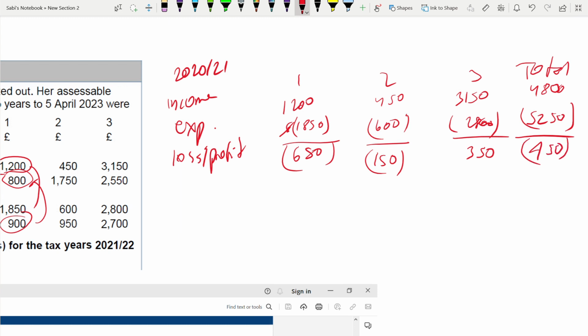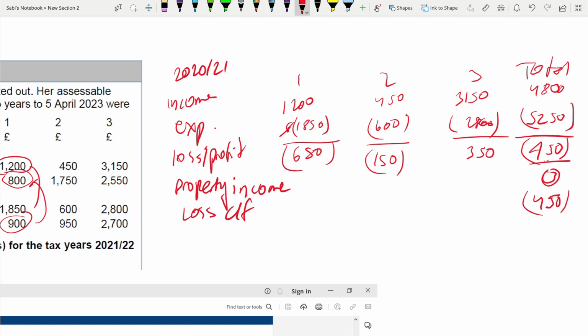If you add this horizontally and vertically, it should be 450. Okay. Now, see, the overall is 450, right? So you will not be taxed this year. Your property income will be zero. It will be assessed as zero. Okay. And this is the loss carried forward. 450. Okay, it's your loss carried forward.